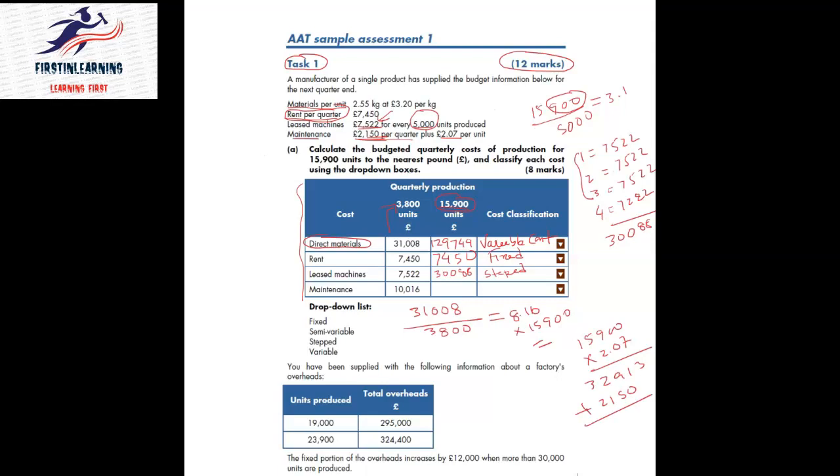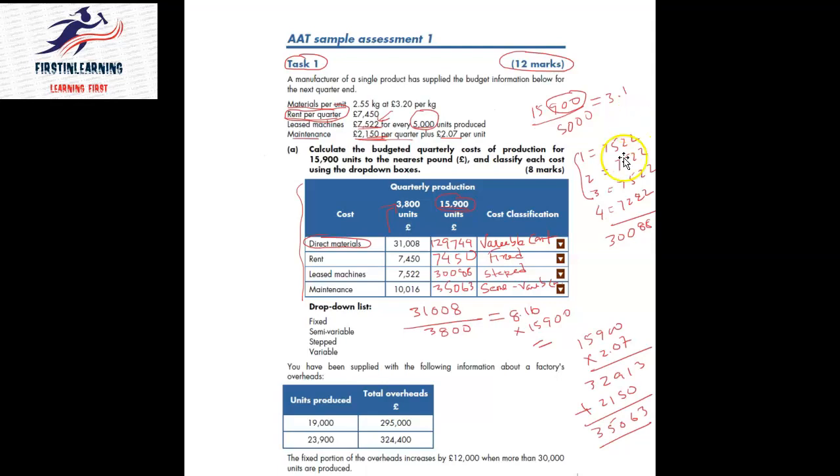2,150, and that total gives us 35,063. So you're going to write here 35,063, and this is our semi-variable cost. Semi-variable cost. That's it for this one, task number A.